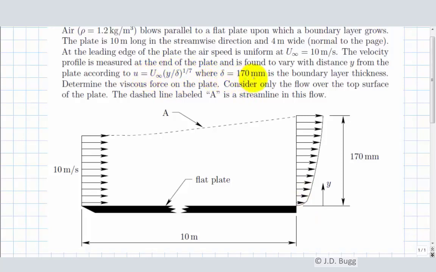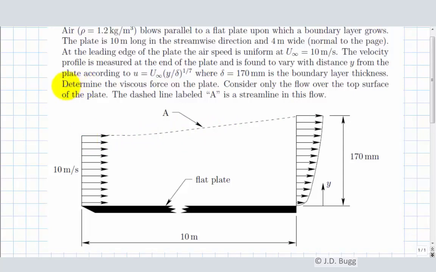The boundary layer thickness of 170 millimeters is shown here. So that's the thickness of the boundary layer, in other words, the distance away from the plate where the velocity has been reduced. Notice that at the edge of the boundary layer, where y is equal to delta, u will be equal to u infinity. So this local speed up here is 10 meters per second as well. Now it also talks about this dashed line being a streamline in the flow, and that's going to be an important consideration in this problem.